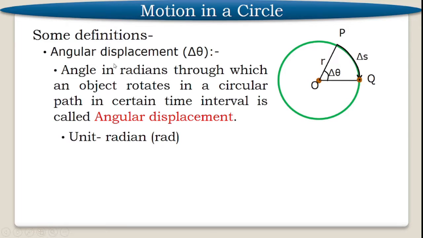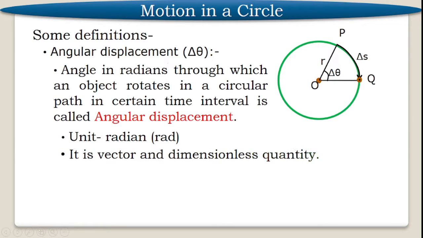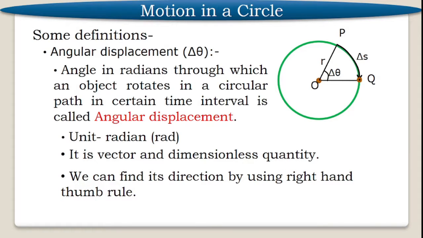This angular displacement is a vector quantity and it is a dimensionless quantity. If angular displacement del theta is a vector quantity, then it will have a certain direction, and its direction is known by the right hand thumb rule.